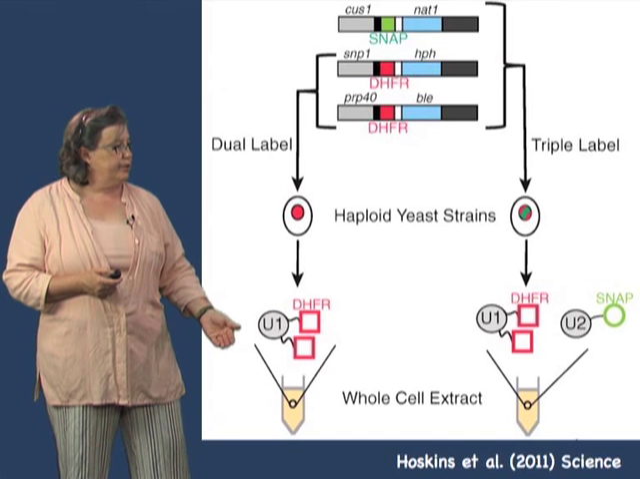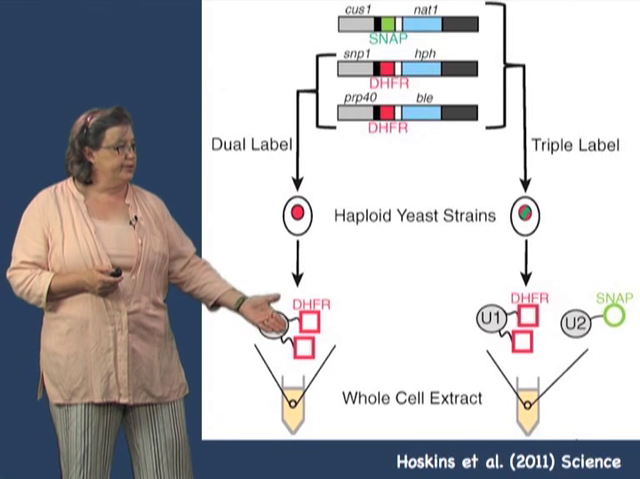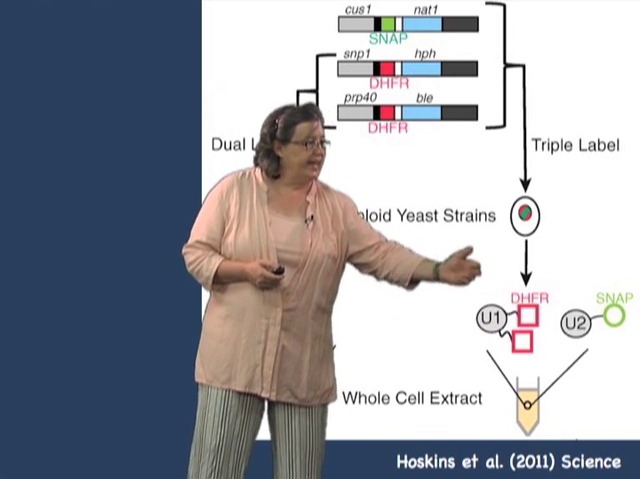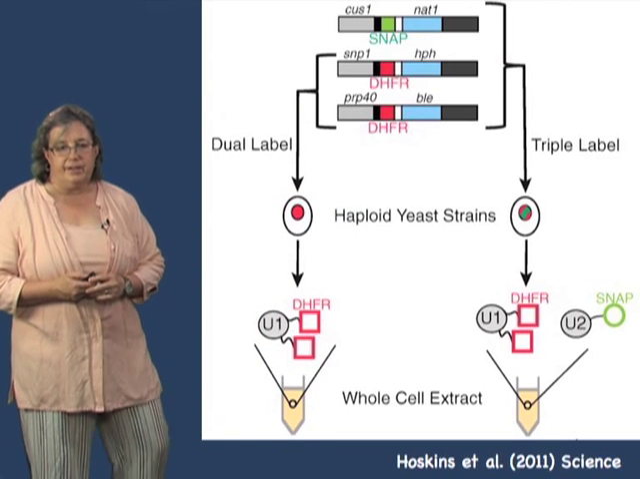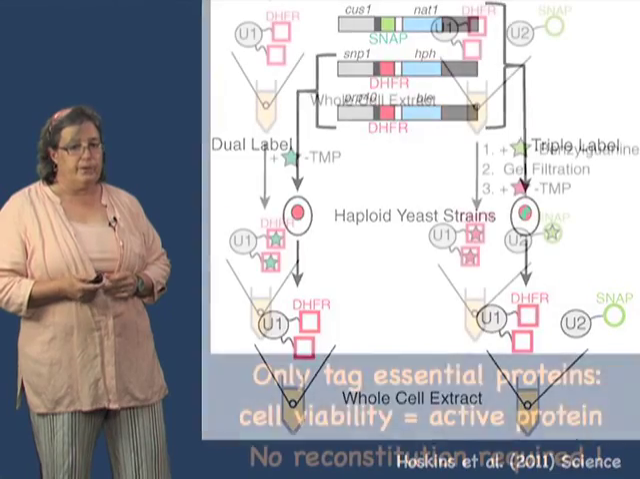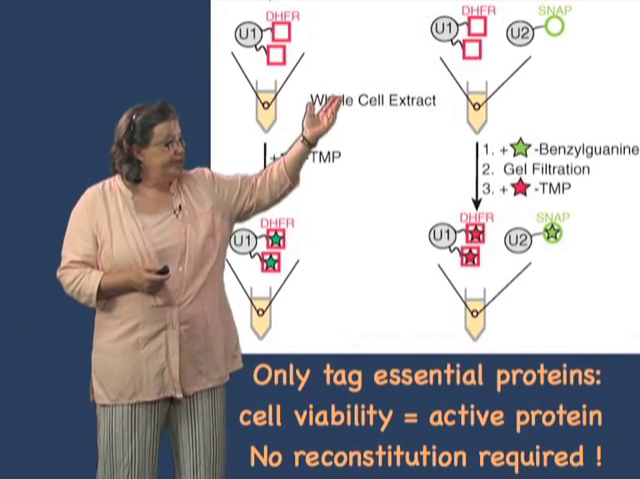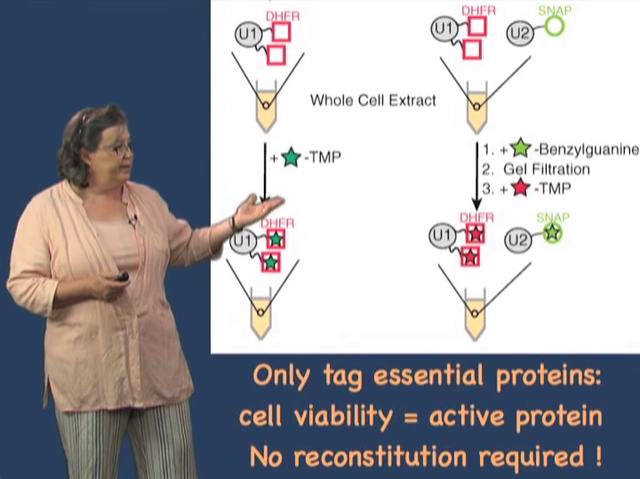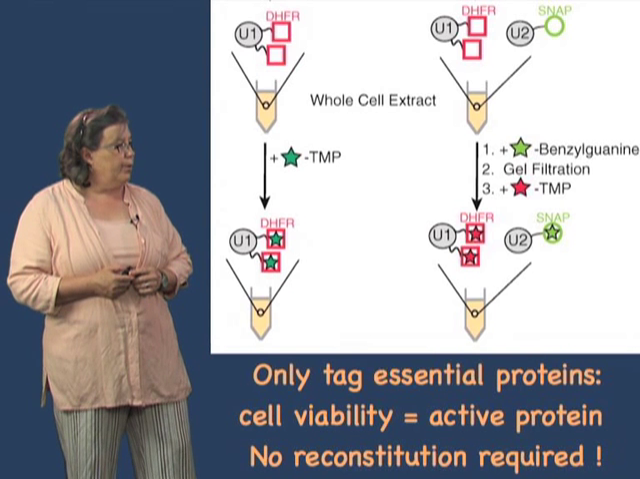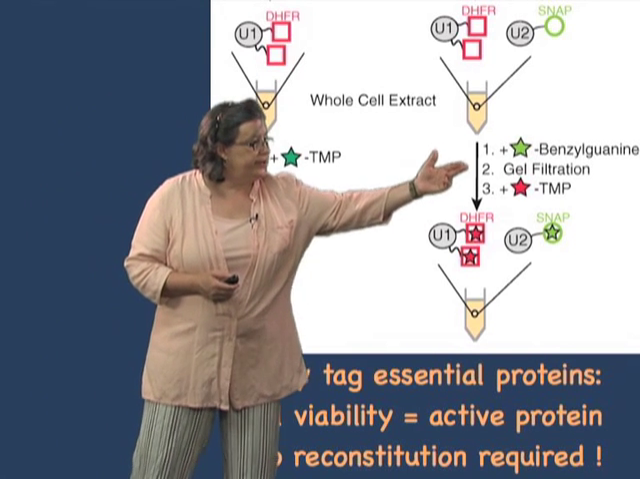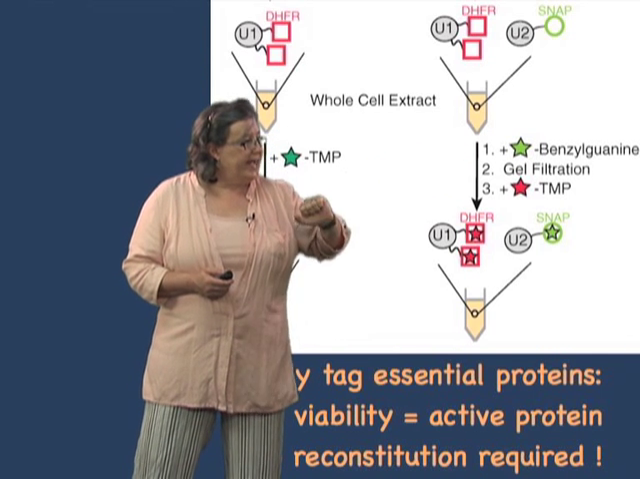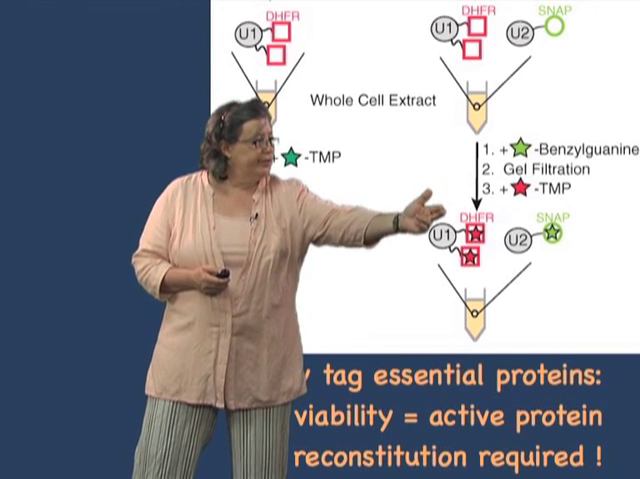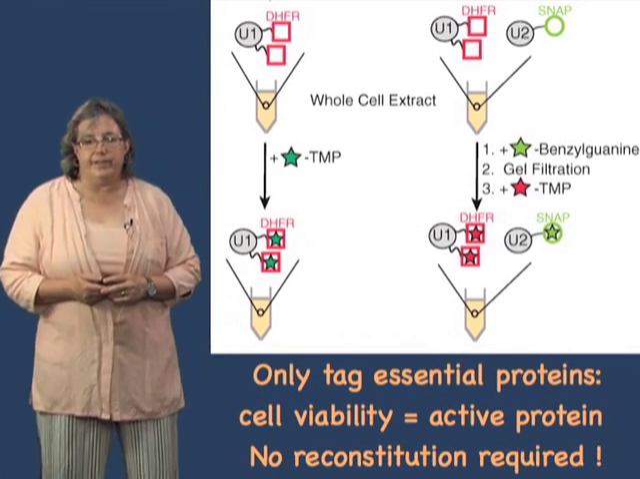In this case, we have U1 having 2 DHFR tags on 2 different proteins, and U2 having a SNAP tag on it, so a triple tagged strain. We then take those extracts and we can simply add the TMP to label the DHFR. To label the SNAP tag, we take our benzyl guanine that has a fluorescent tag on it, we react that with the whole cell extract, we remove the excess dye by gel filtration, and then now we can add our TMP.